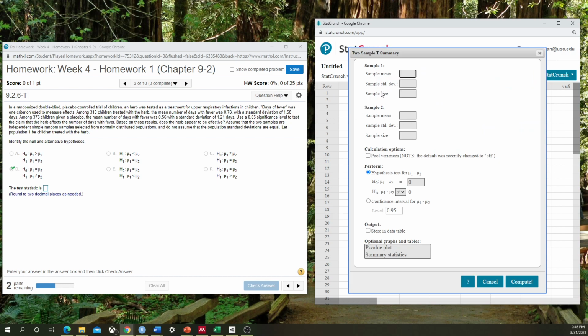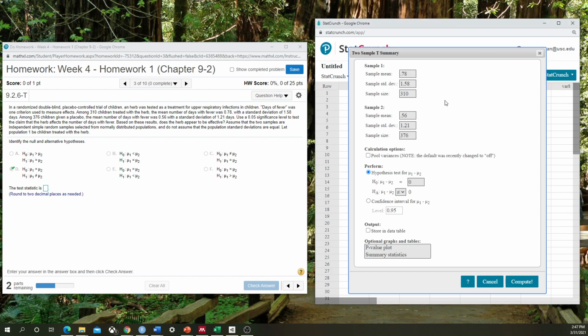Now what's important here, before you even begin, is to make sure you understand which group is sample 1 and which group is sample 2. Here we're basically just going to go with whoever was the first group presented in the problem. So the mean of this first group is 0.78. Standard deviation of this group is 1.58. And the sample size is 310. Second group, the mean is 0.56. Standard deviation is 1.21. And the total sample size is 376.